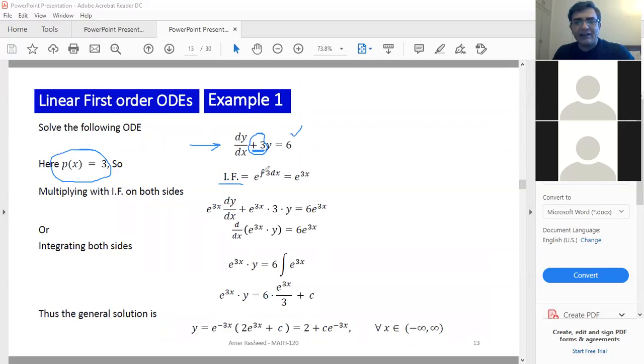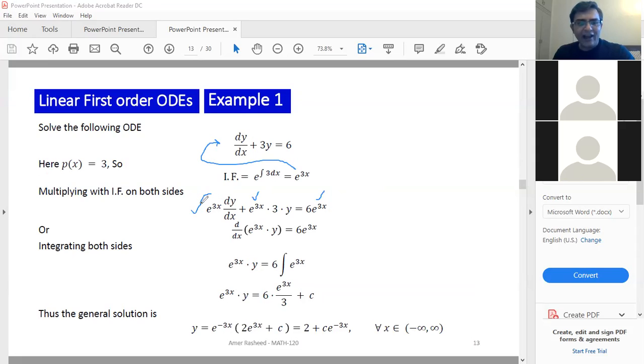It is e raised to the power integral 3 dx. Now, what is the integral of 3? It is 3x. This is your integrating factor. We multiply the given equation with this integrating factor on both sides. What do we obtain here? e raised to the power 3x, e raised to the power 3x, and e raised to the power 3x on the right hand side.